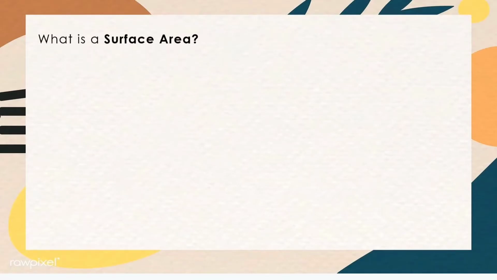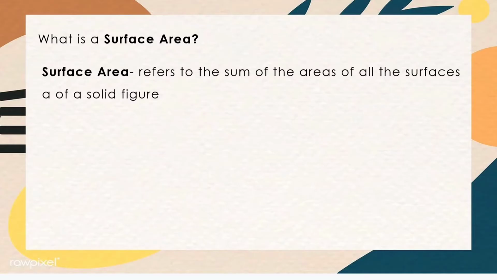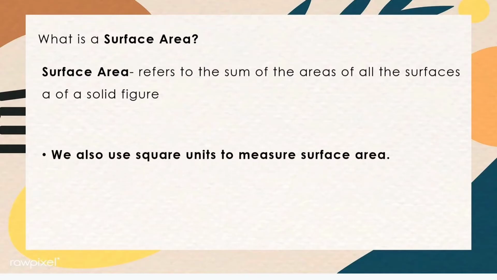Okay, so this time let's have some review of what we have learned last time. So first, what is a surface area? Surface area refers to the sum of the areas of all the surfaces of a solid figure. So in this figure, we have to add all the areas of each face. We also use square units to measure the surface area. Here we have examples: square centimeter, square meter, square feet, square inches, and square yard.